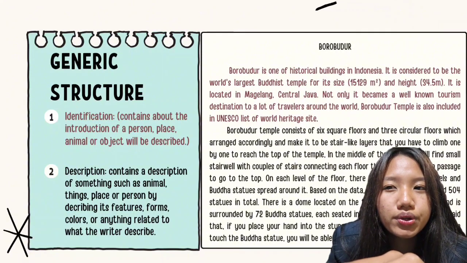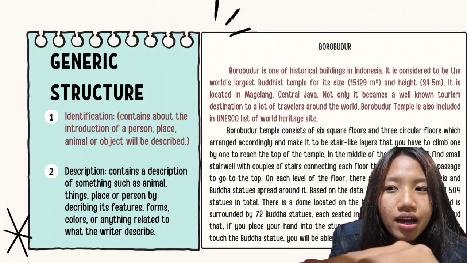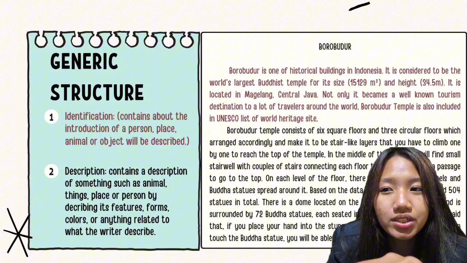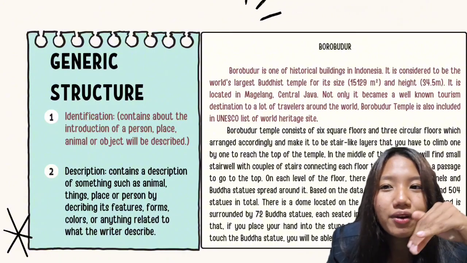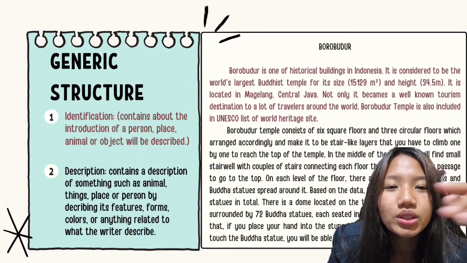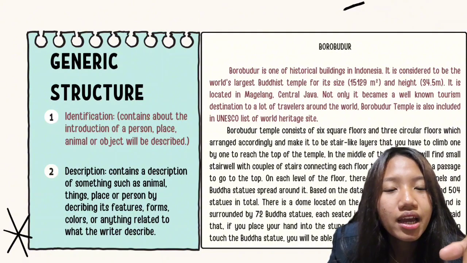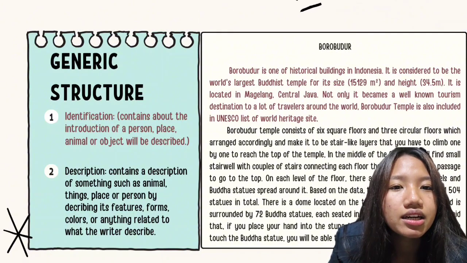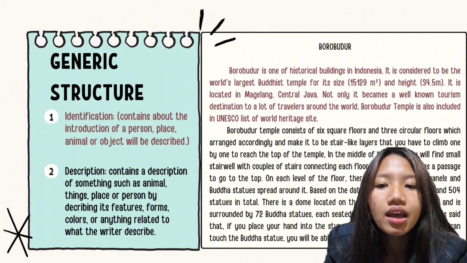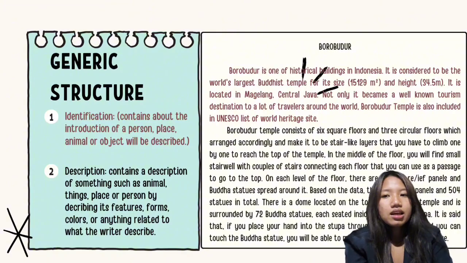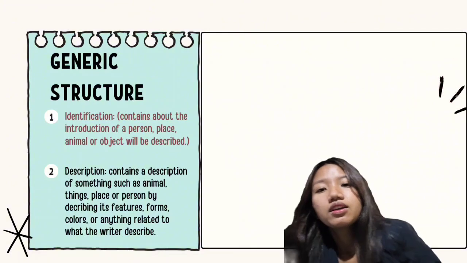So you can know that paragraph 1 explains the introduction, and then paragraph 2 contains the specific or special characteristics of the Borobudur.